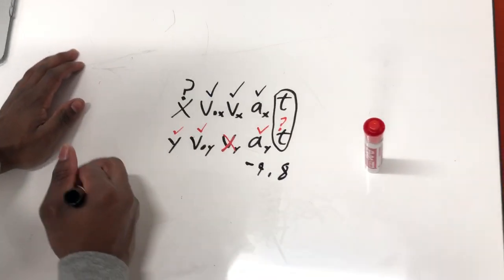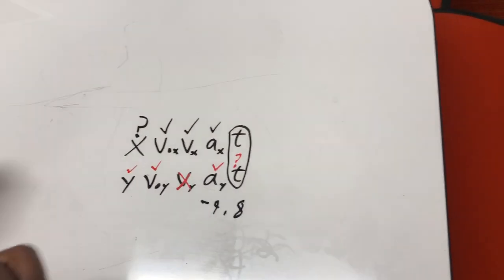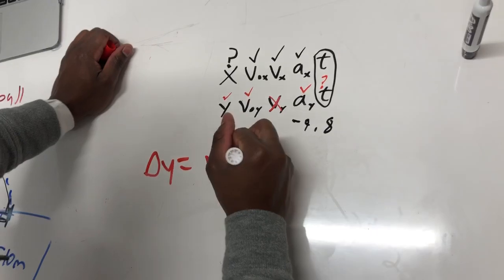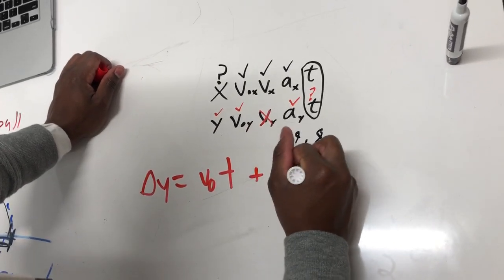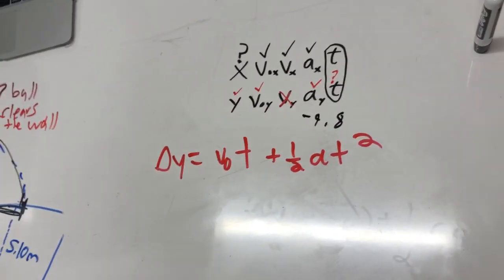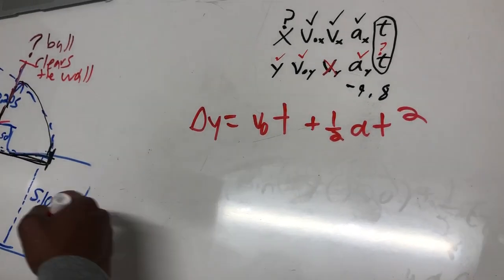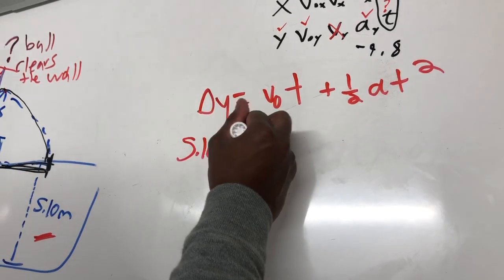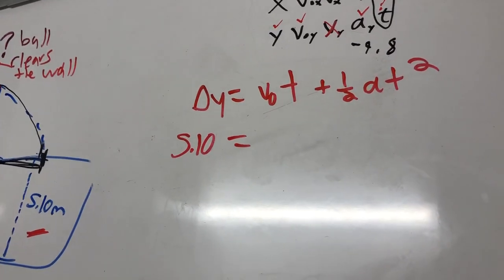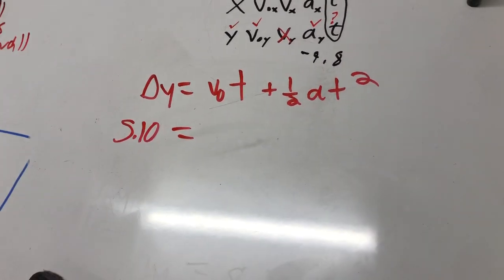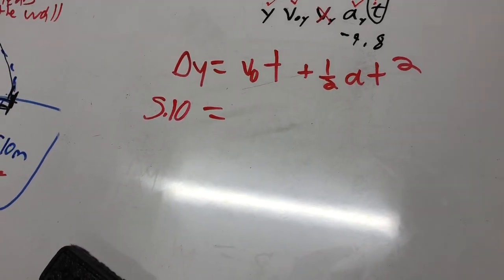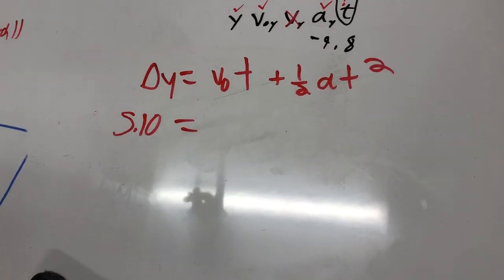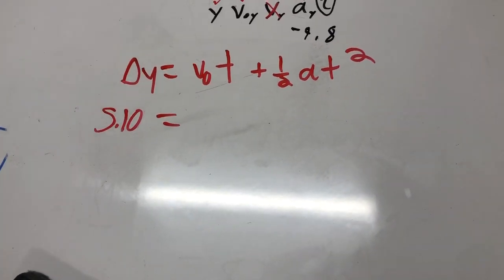Gotcha. So I'll do red. Change of y equals the initial velocity times t plus 1/2 a t squared. And so then my distance in y is this right here, 5.10, equals my initial velocity in my y direction. I didn't really solve for that. I solved for my x, and then I used that to solve for that. So I have to go back and solve for that.